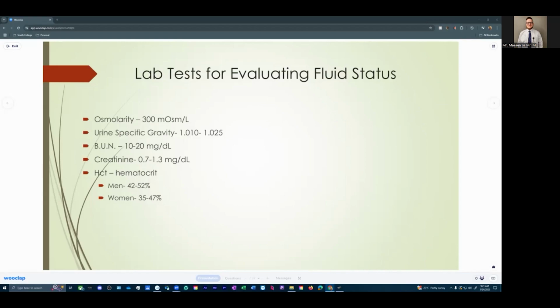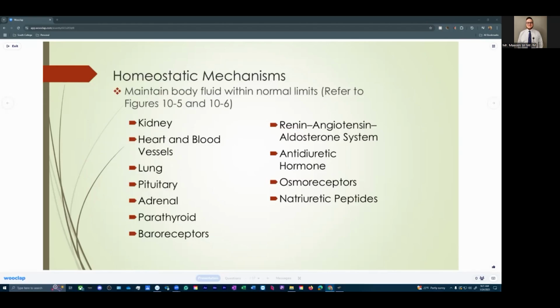Other blood count labs are not too specific to fluid status. You have definitely your hemoglobin, which is a measure of hemoglobin in the blood, and then just your straight up red blood cell count per, I think, millimeter of, I think, million per deciliter, something like that.